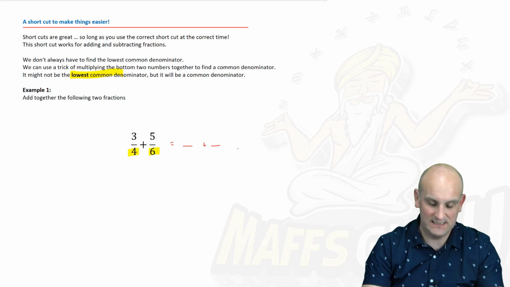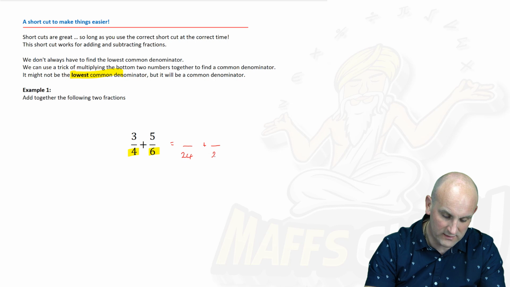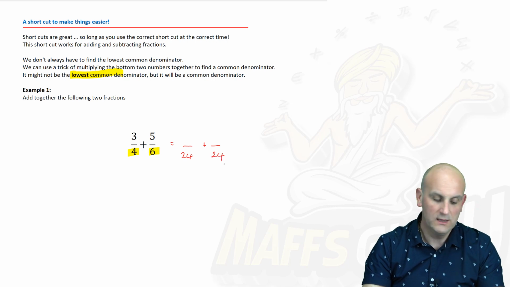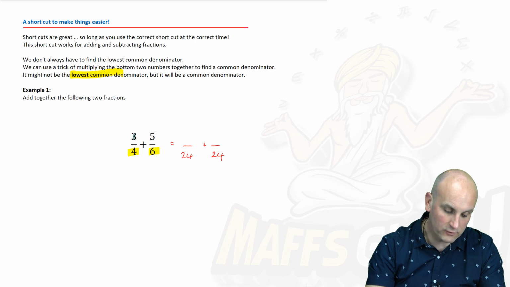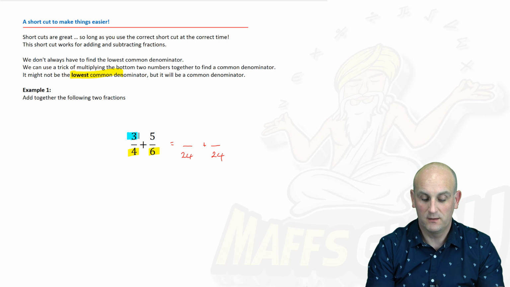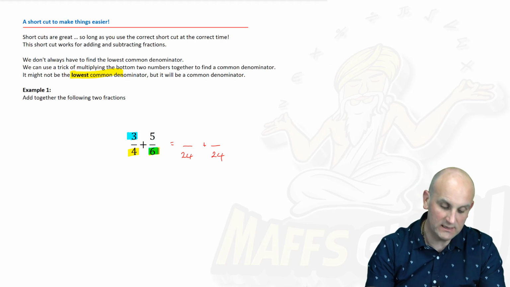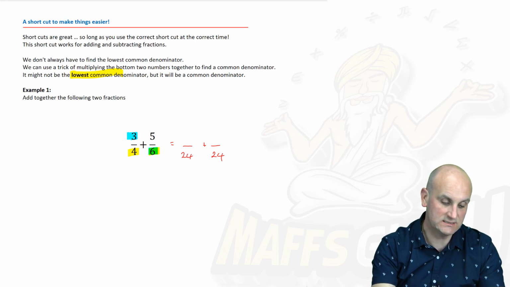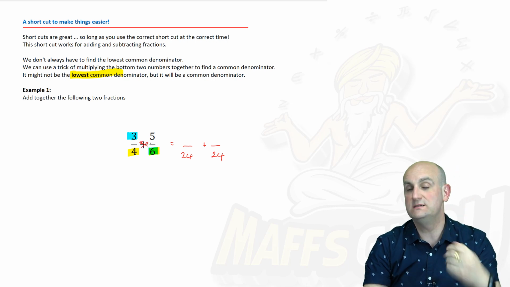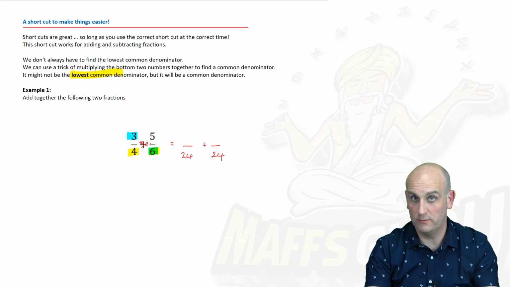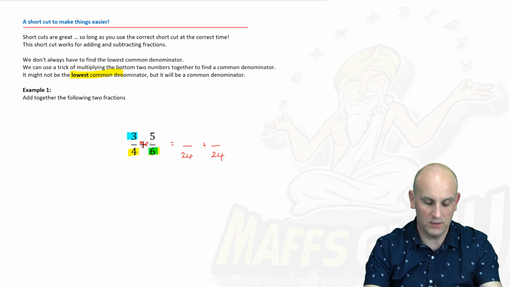So 4 times 6 is 24. So they go over 24 and 24. Now, here's the bit that tends to throw people. I have got to now multiply this value here by 6. Why? Because this number under here was also 6. So we actually end up multiplying cross corners. And this is why this trick is horrible. Get it wrong, it all goes horribly wrong.